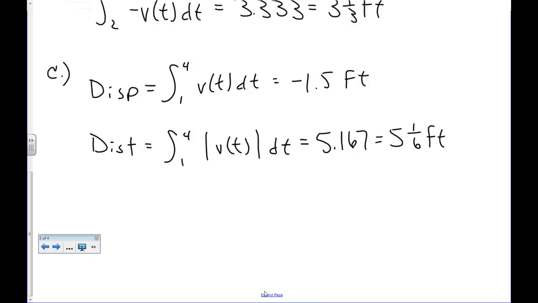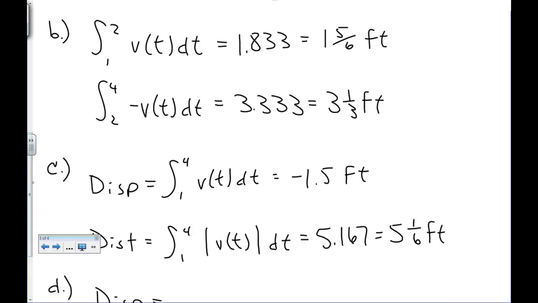So we'll use mostly our answer from part B, I guess. Part A was just simply finding where it was positive and negative. But to find your displacement, using the two values we came up with in part B, we found that from 1 to 2 we had a distance of 1 5/6 feet, and from 2 to 4 it went 3 1/3 feet.